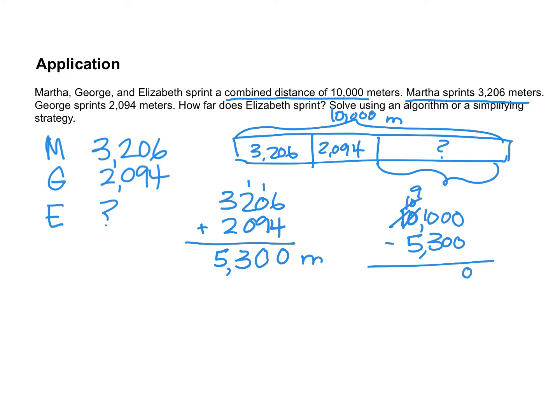So 0 ones minus 0 is 0. 0 tens minus 0 is 0. 10 hundreds minus 3 would be 7. And 9 thousands minus 5 would be 4.